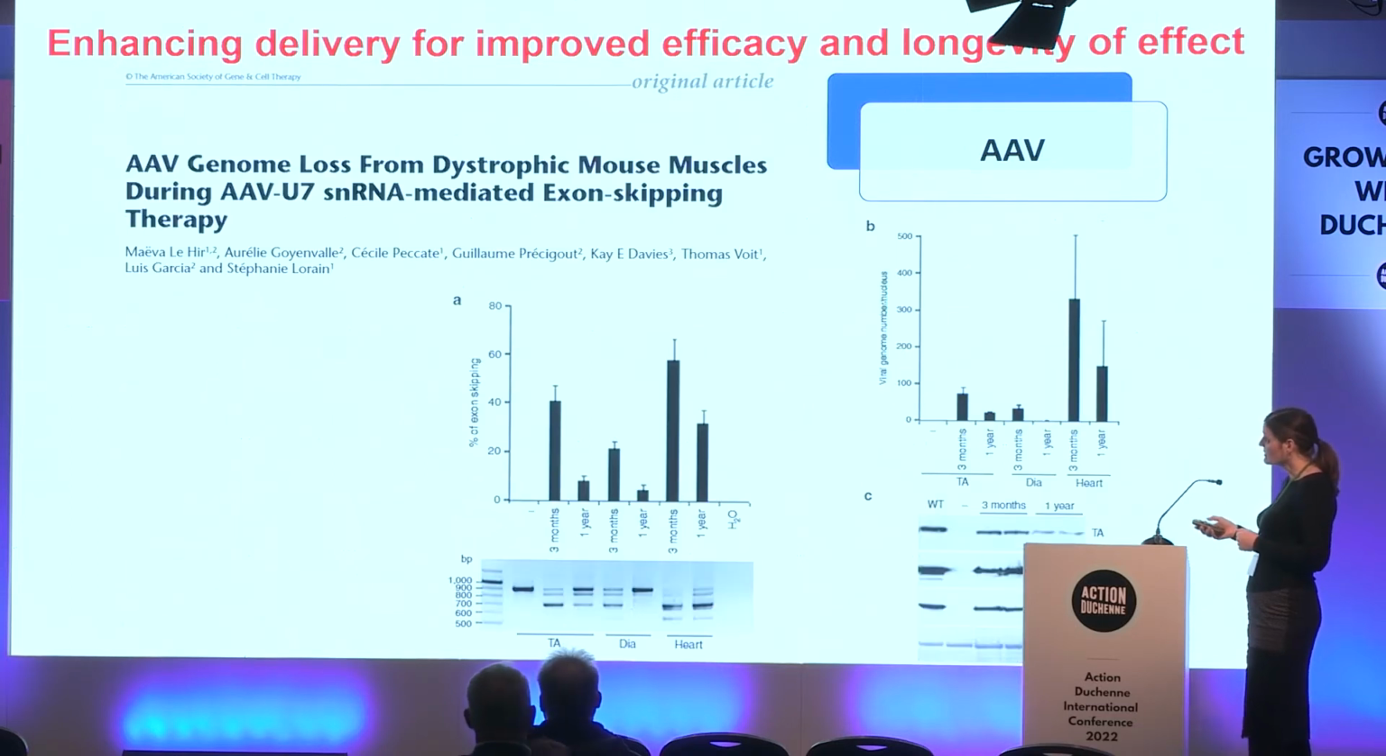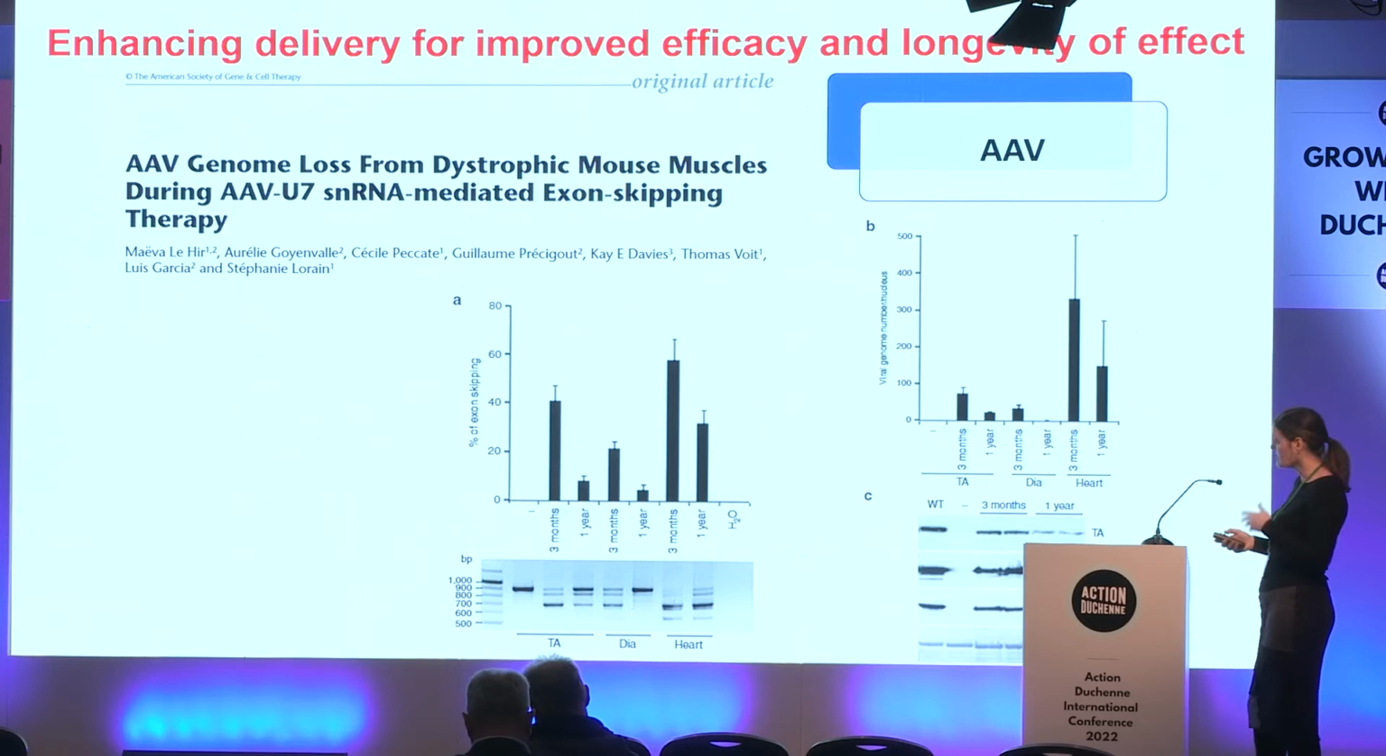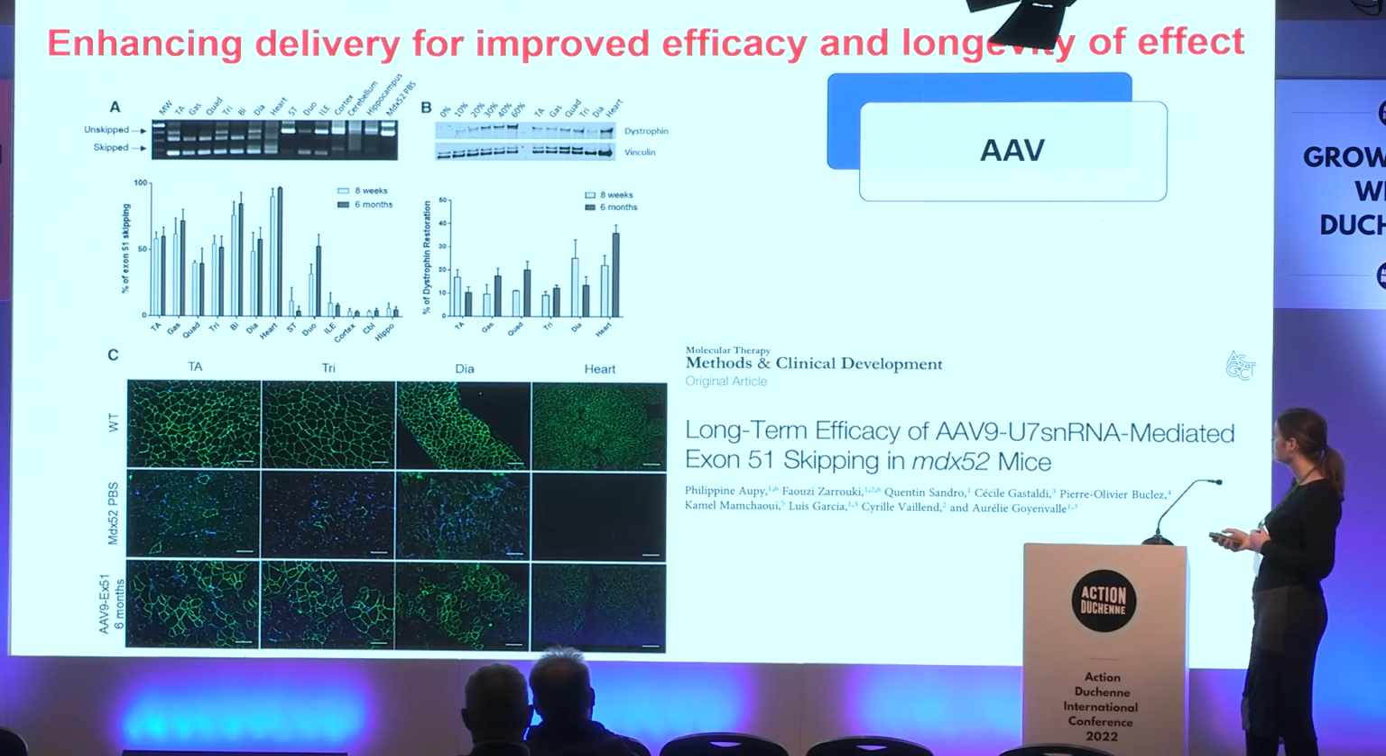Again, this was the work of Orally, and they showed that they did get good levels of skipping at 3 months, but by 1 year it was dropping off. So it looked like the AAV was actually being lost from the muscle, or they were losing expression. So it needed some optimization. They have looked at that and now show long-term efficacy in a humanized model of Duchenne. It's called the MDX52. So it's got a human gene.